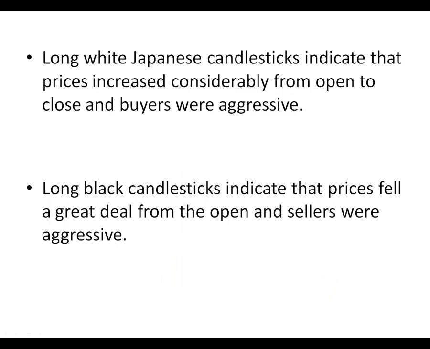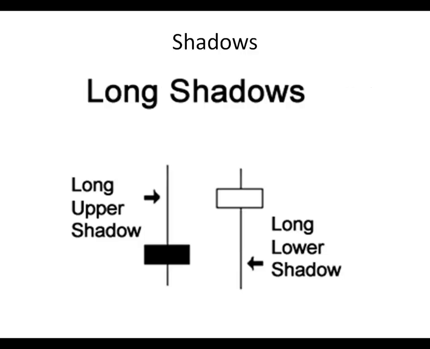Now, long white Japanese candlesticks indicate that price increased considerably from open to close, and buyers were aggressive, just like I've explained. And then long black candlesticks indicate that price fell a great deal from the open, and sellers were aggressive. So when you see the long bodies, it means they were aggressive. I mean, the buyers or sellers were aggressive in the market. Is that okay? Now, let's continue.